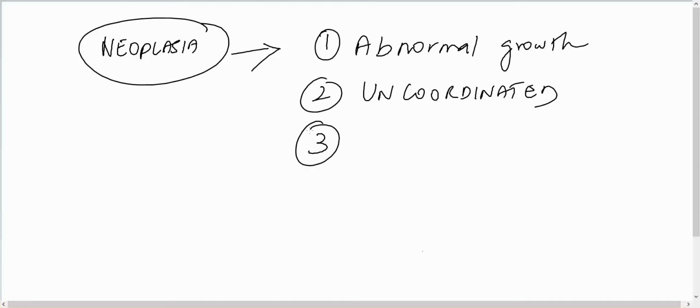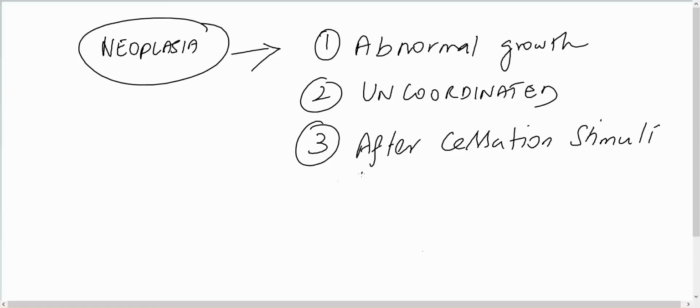And the stimuli which produced this abnormal growth, if that stimuli is stopped, for example, the person is smoking and he got this abnormal growth, and if he stops the smoking after the abnormal growth, the abnormal growth will continue after cessation of the stimuli. After cessation of the stimuli, the growth continues. So this is the basic definition, the basic principle of any tissue to call it a neoplasia.